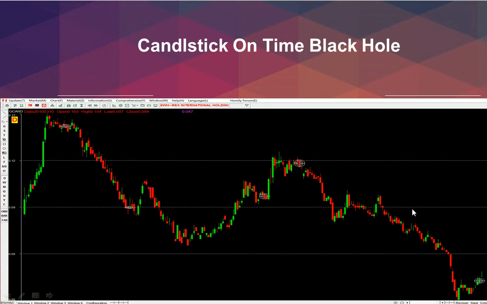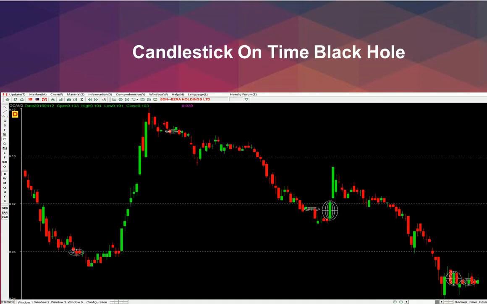This is the candlestick on the time black hole, okay? So we can see this share. The time black hole appears, then the price falls below the time black hole, the price goes down. Then we can see this one, it breaks upward through, then the price goes up, then falls down, the price goes down. Then if you see the next one, the price breaks upward through, maybe you have a chance to get in, okay? This is the candlestick on the time black hole. Then we can see this one.